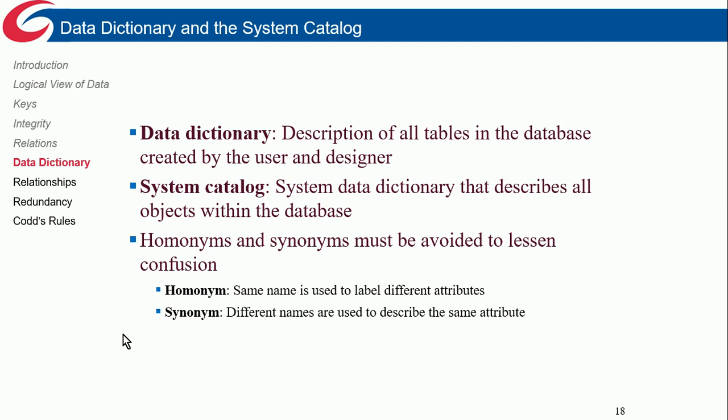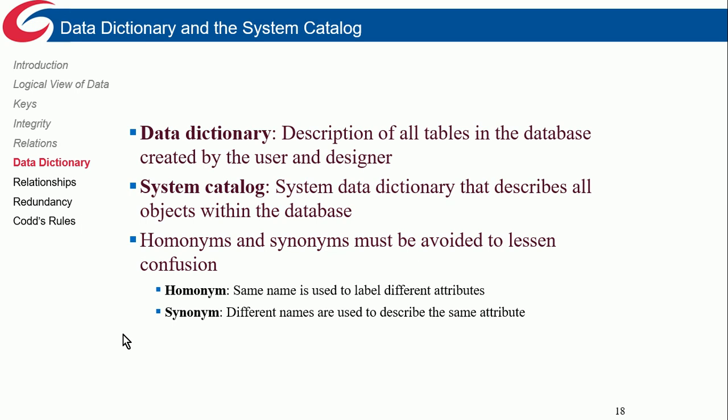So a data dictionary and a system catalog are sort of the metadata that describe how our database is structured. A data dictionary describes all of the tables in the database created by the user and designer. And then the system catalog is the system data dictionary that describes all of the objects within the database. So this is the metadata that describes the data in the database, or the schema. I've talked about schemas before, and this is very similar to the schema.